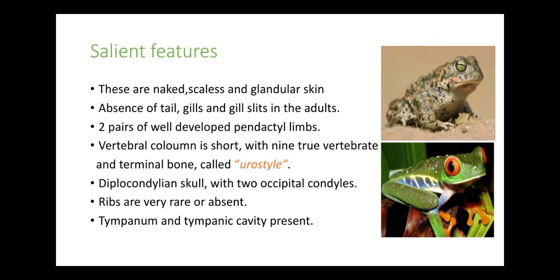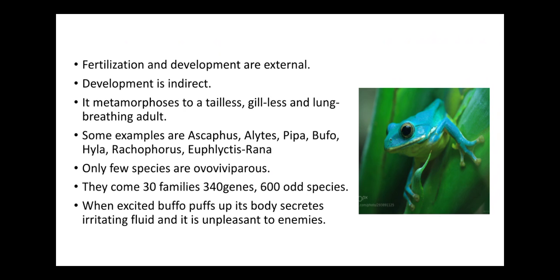They have a dicondylic skull with 2 occipital condyles. Ribs are very rare or absent. Tympanum and tympanic cavity are present. Fertilization and development are external. Development is indirect, with a fish-like, tailed, gill-breathing aquatic larva called a tadpole. It metamorphoses to a tailless, gill-less, lung-breathing adult.